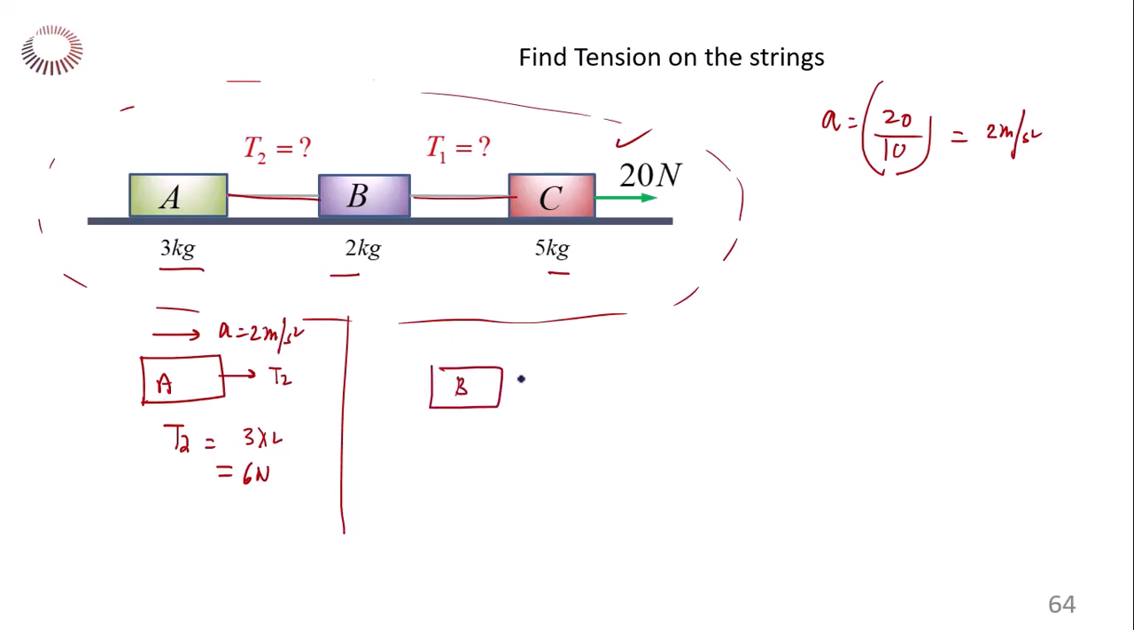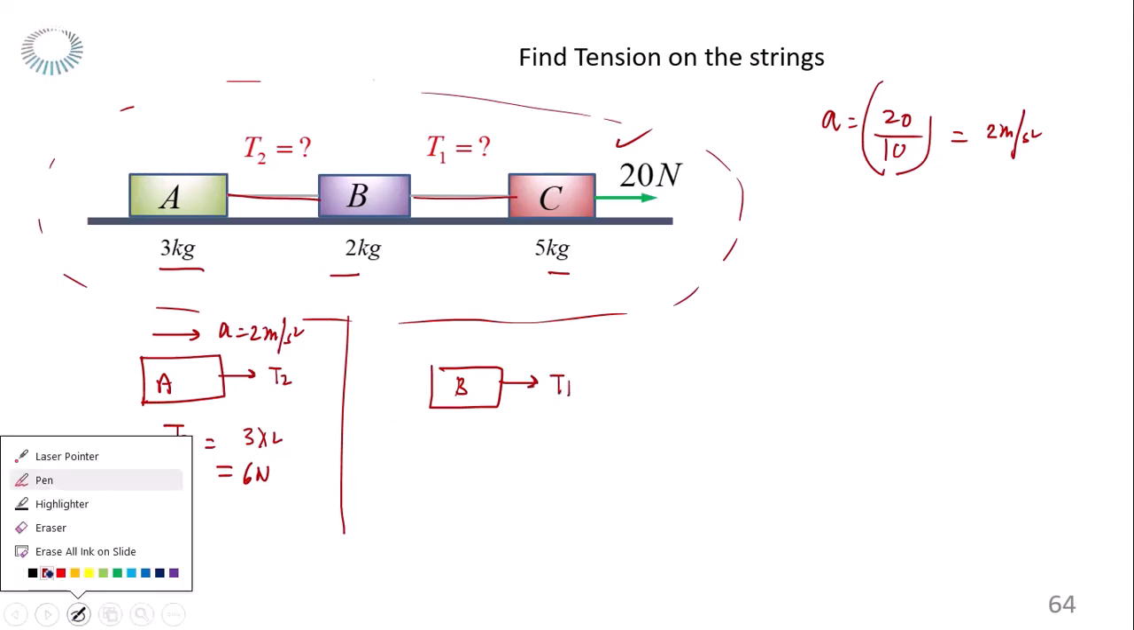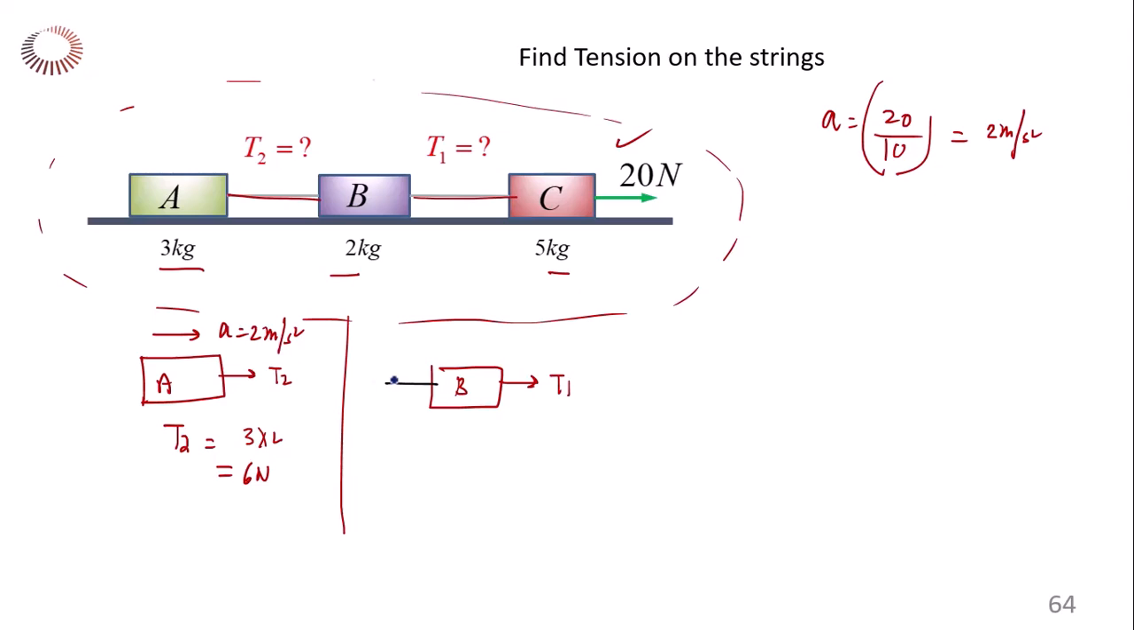For B, one T1 is acting in this direction, away from the body. Another T2 is acting in the opposite direction. Because for B there are two tensions, one is T2 and another is T1. And again, the entire body B is moving with the same acceleration, a equals 2 meter per second square.